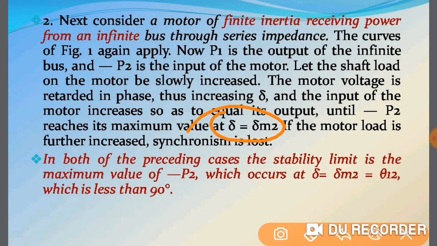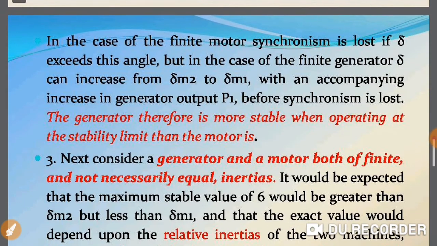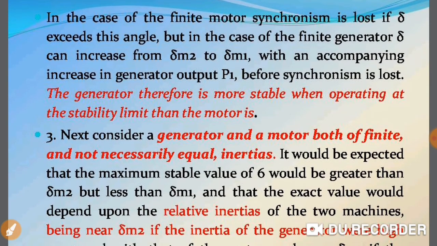For the motor load, if it is further increased, what is going to happen? Synchronism will be lost. So we can say that in both the cases, the stability limit is the maximum value of P2, which occurs at del equal to del M2, equal to theta 12, which is less than 90 degrees. So this is how this case is explained for machine 2.